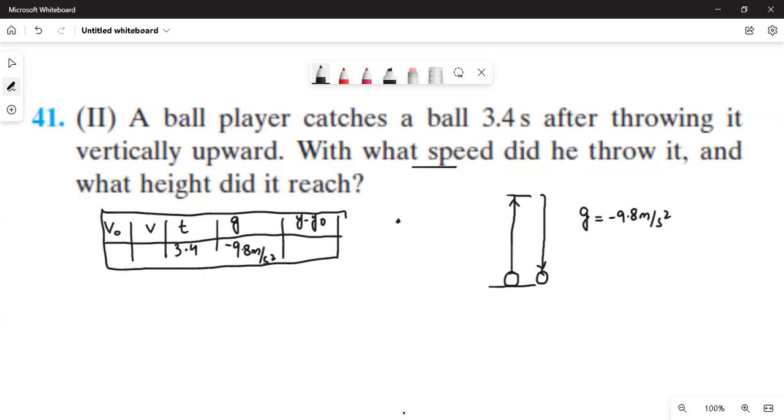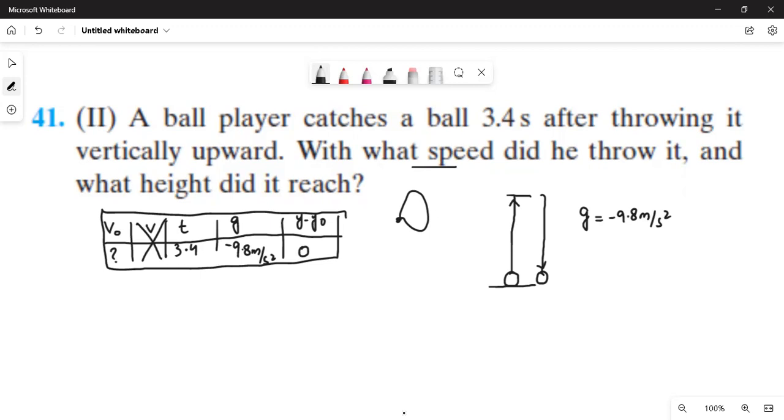If you are at this position, you roam around and you get back to this position, your initial and final position is the same. It means no displacement. So the ball was going up and getting back to the hand from where it started. So initial and final position is the same. Y minus y naught is 0. You are asked to find V naught, and V is not related here.